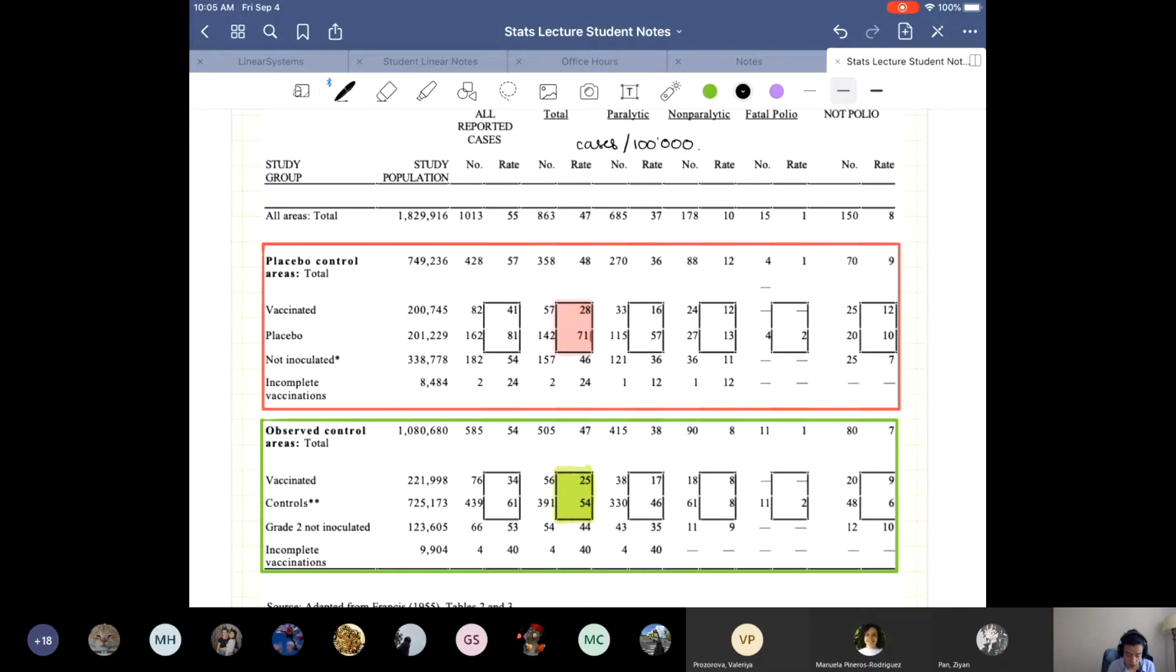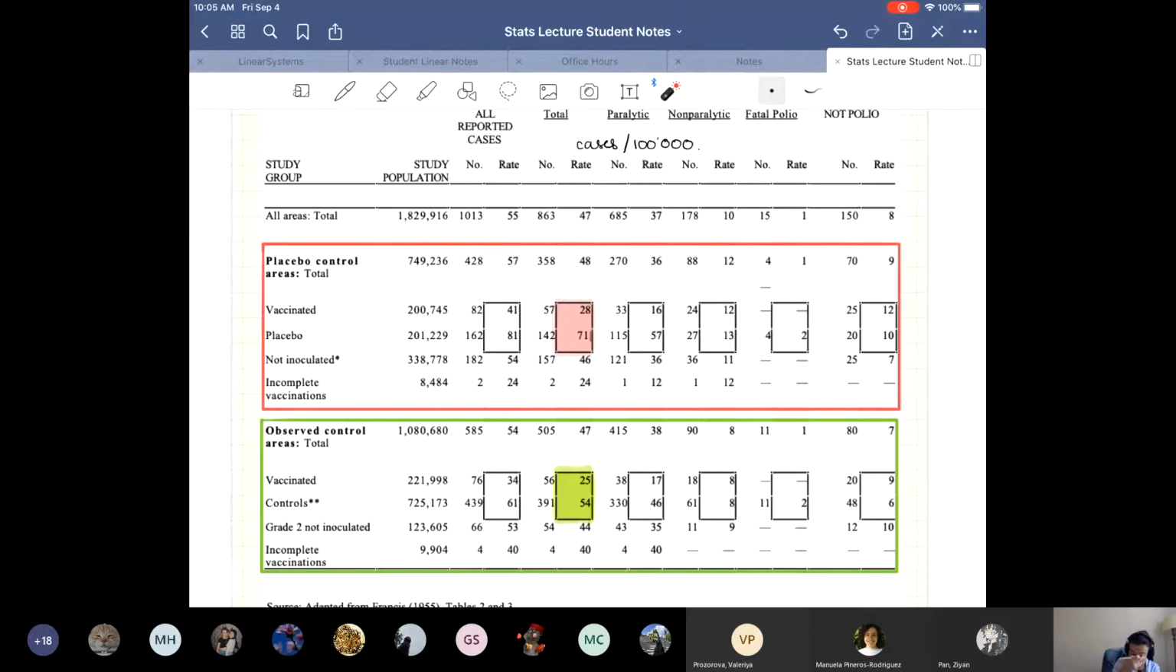Can I see a show of hands for everybody that's following that? Okay, so we have that these are the cases per 100,000 people, and what we wanted to determine is if the vaccine was effective or not, right? If we want to determine if the vaccine is effective or not, that means we want to determine if vaccinated children were less likely than placebo children to contract the virus, right? Or if vaccinated children were less likely than control children to contract the virus, right?